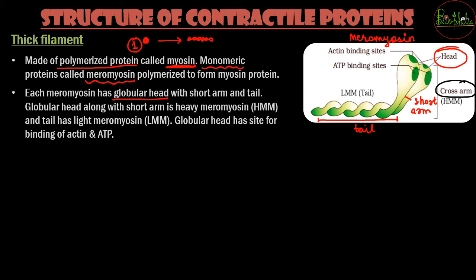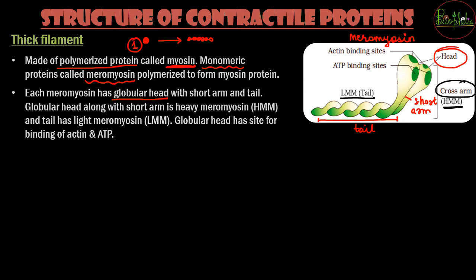So here you can see in the photograph as well, जो head और जो short arm structure है वो कैसा है, वो bulky है. It is very heavy to look. That is the heavy meromyosin, HMM. Whereas the tail region is going to be called as LMM, that is light meromyosin.